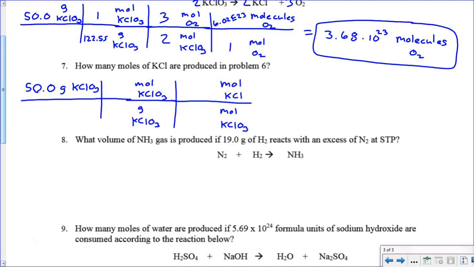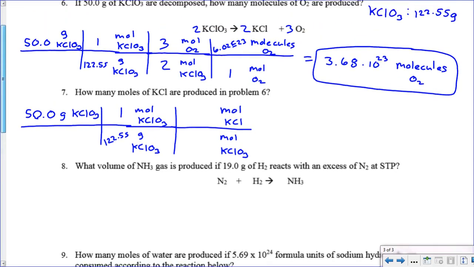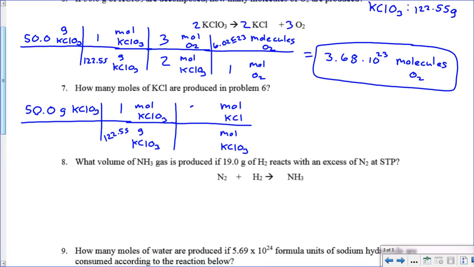Conversion factor grams to moles is the molar mass. That's that 122.55. We already have that from the last problem. 122.55 grams of KClO3 in 1 mole. All right, then mole to mole, we're looking at the balanced chemical equation. Coefficients are 2 on both of these, so 2 and 2. Our answer should have 3 significant figures, and so you should get 0.408 moles of KCl.